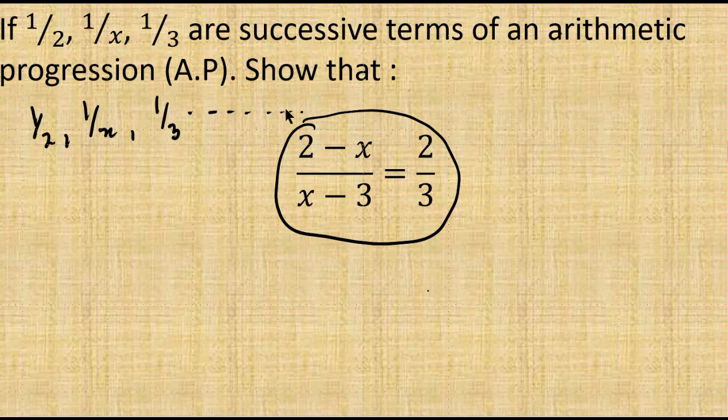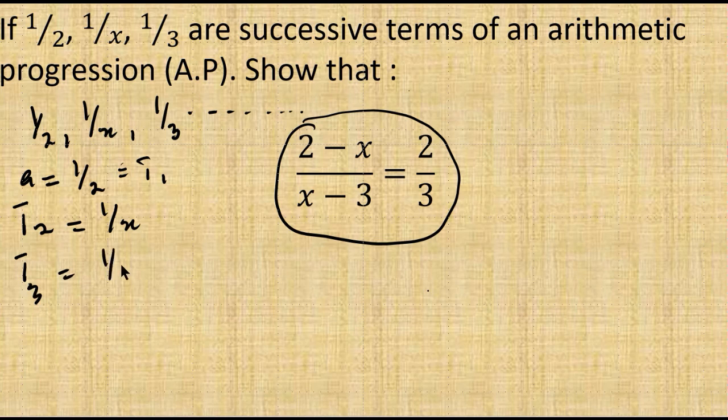Now from this arithmetic progression, the first term a is given as 1/2. The first term a can also be referred to as t1. T2 is given as 1/x, and my t3 is given as 1/3. Now, we've been given the first term from the arithmetic progression, the second term, and the third term. If you look at it, it's driving towards something, and that's the difference.